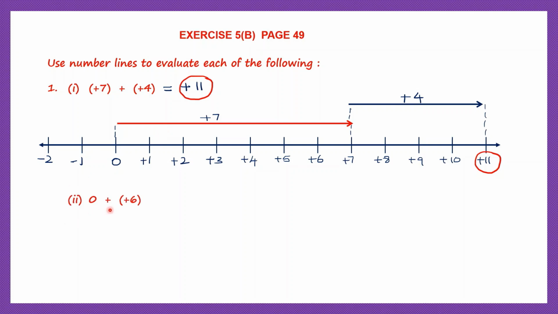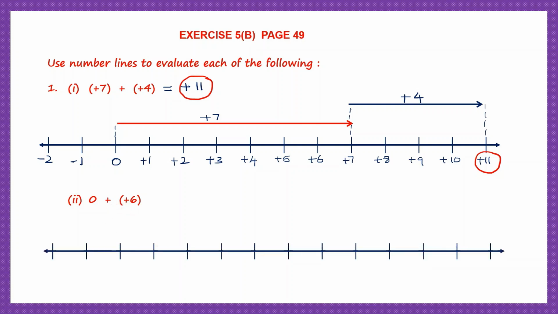Here we have 0 plus 6. So let's draw our number line first. We have our number line here. It's an integers number line. Let's start with a 0. We have 0 and then 1, 2, 3. Remember, these are all plus signs. Plus 1, plus 2, plus 3, and then plus 4, plus 5, plus 6 and plus 7. And on the other side, we have negative integers. So that is minus 1, minus 2, minus 3, minus 4, minus 5 and minus 6.